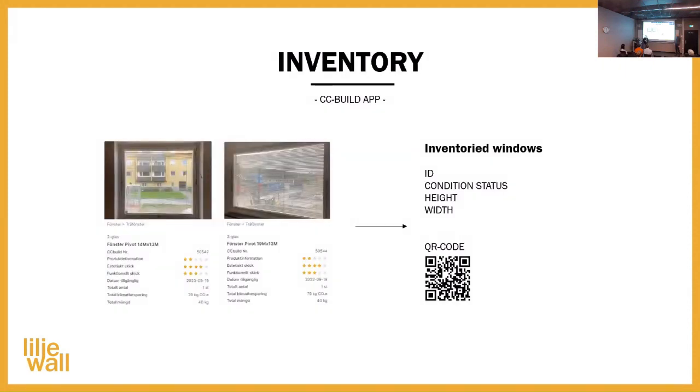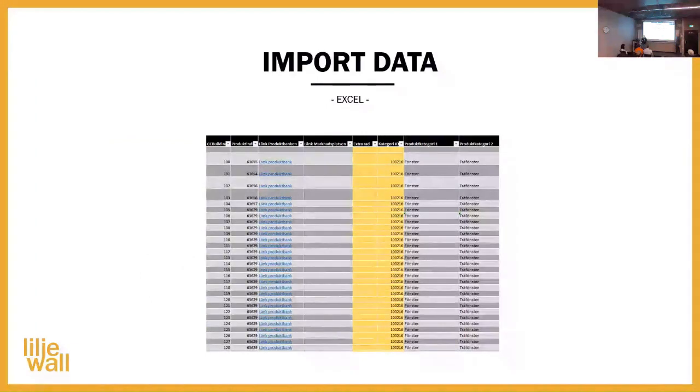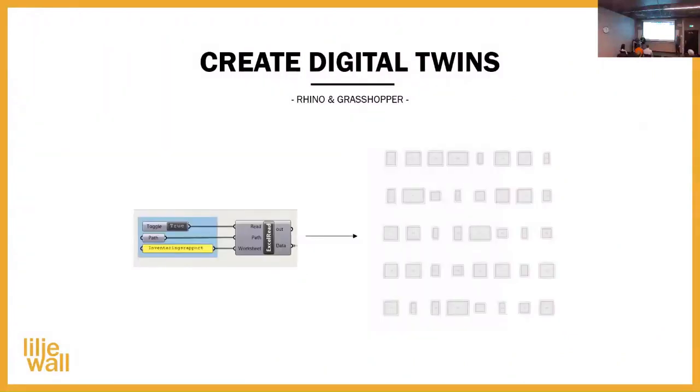And when we made the inventory, we used the CC Build app. And for this specific task, it was important for us to get an ID for the windows, the condition status, and of course, the geometry of the window. We also attached a QR code to each window, and I will explain later why. It was really easy for us then later to just import this data into Excel, and then also to Rhino and Grasshopper, where we created our digital window twins.